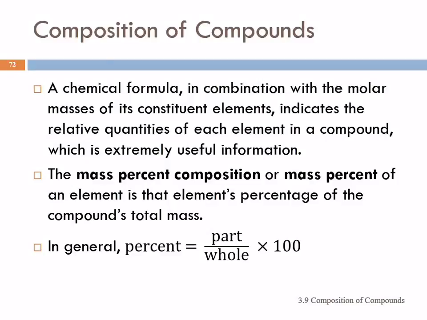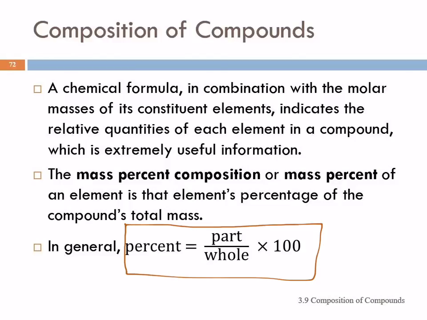Composition of compounds. A chemical formula gives us information about the numbers of atoms of each element in a compound. If we combine that with the molar masses, that can give us relative quantities of the elements in terms of mass. So the mass percent composition, or the mass percent of an element, is the element's percentage of the compound's total mass. This is a general statement of what percent means, and if you can remember this, you can figure out a lot of percent problems.